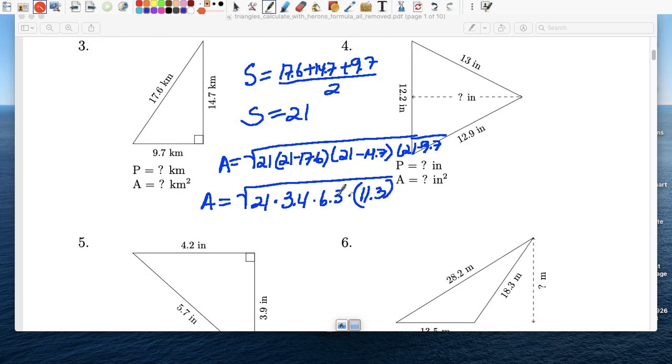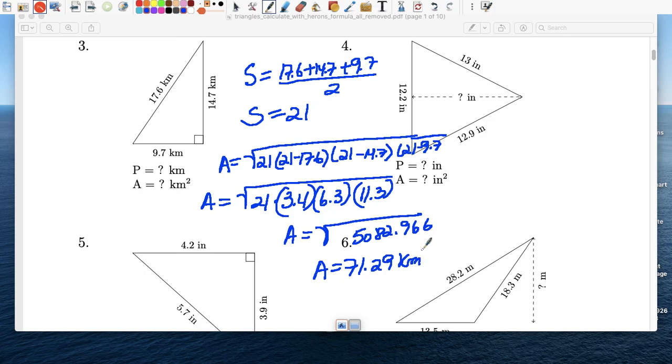Right, so maybe it's better if I put parentheses. Now we got to multiply all those. 21 times 3.4 times 6.3 times 11.3. Enter. We get that the area equals the square root of 5,082.966. Let's actually take the square root of that. And we get that the area of our triangle is 71.29 kilometers squared. So that's the area of the triangle.